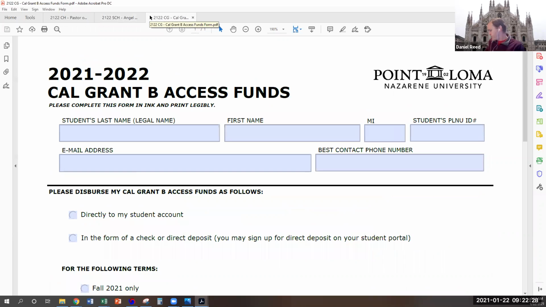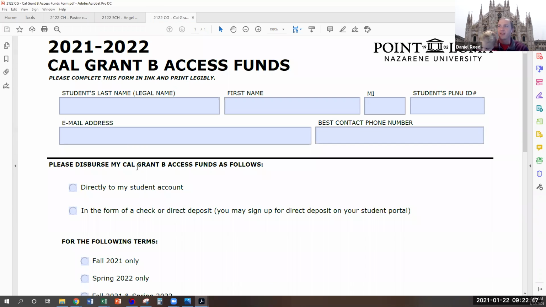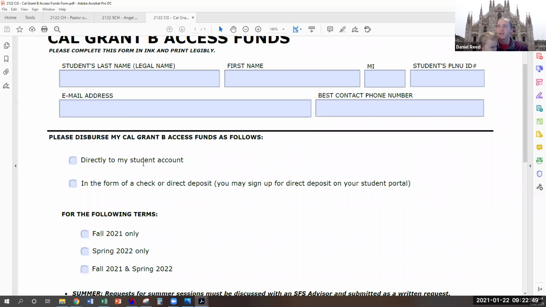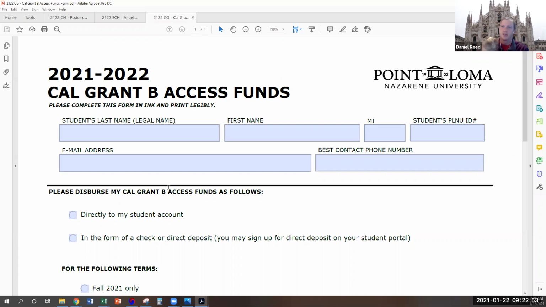Next is the Cal Grant form. This one really hasn't changed, but I did want to point out that with the Cal Grant B access form, there's a new one, and the only thing that is updated is the academic year, 21-22.